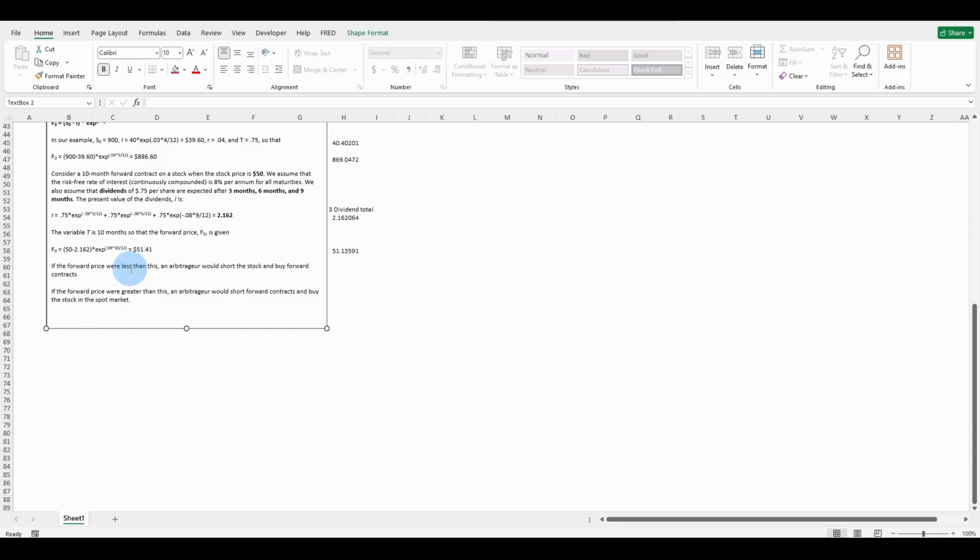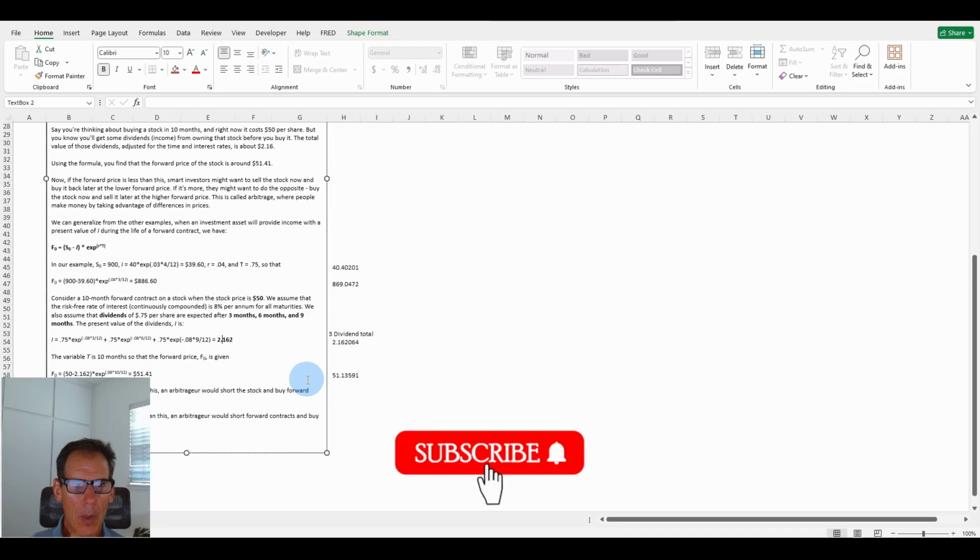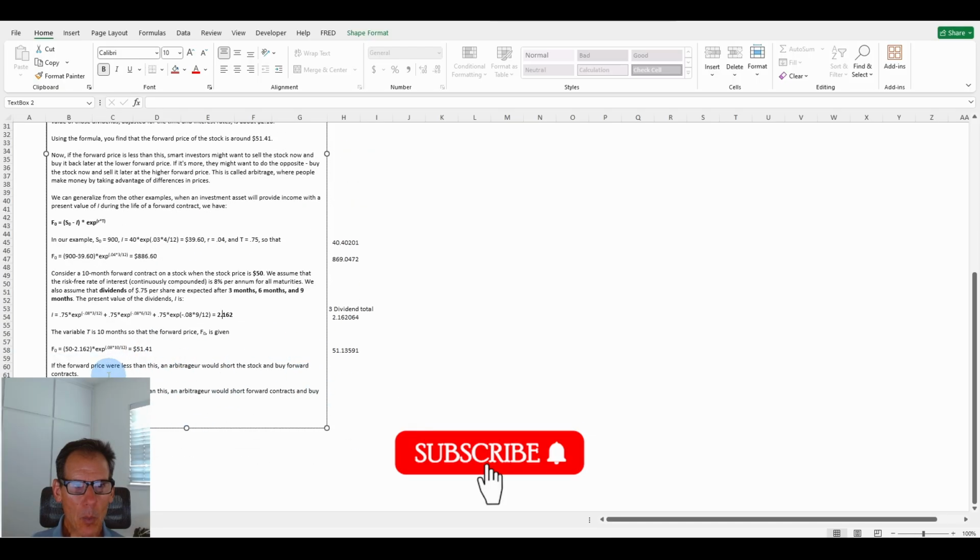If the forward price were less than this, an arbitrageur would short the stock and buy forward contracts. If the forward price were greater than this, an arbitrageur would short forward contracts and buy the stock in the spot market. What I want you to do is think about this and why is an arbitrageur shorting the stock and buying forward contracts if the forward price is less than 51.41, and vice versa. Why is an arbitrageur shorting the forward contract and buying the stock?